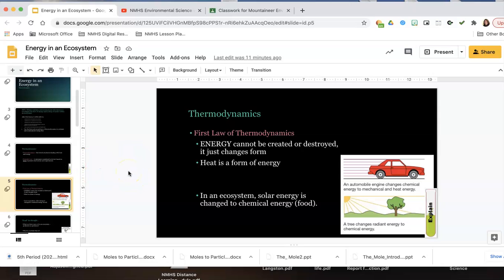So we have two laws of thermodynamics that we're going to learn today. The first law of thermodynamics states that energy cannot be created or destroyed, it just changes form. And one form of energy is heat.